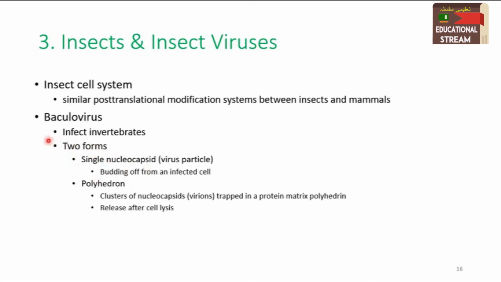Baculoviruses actually infect invertebrates, and they occur in two forms: single nucleocapsids, which are the virus particles budding off from an infected cell, and the second one is the polyhedron. Polyhedron is a cluster of these nucleocapsids, which are known as virions, and these virions are trapped in a protein matrix known as the polyhedron, and these polyhedra are released after cell lysis.